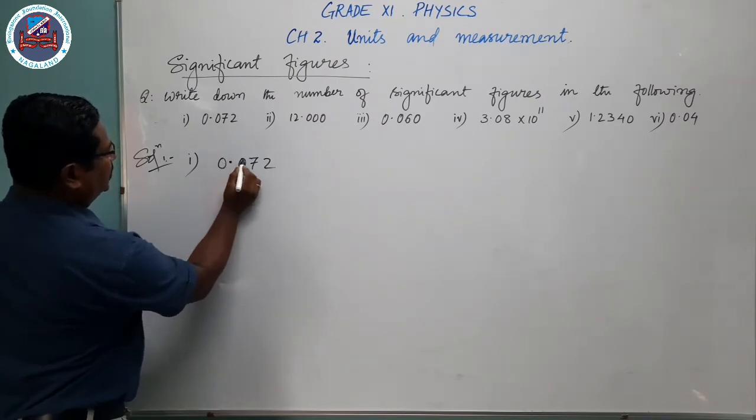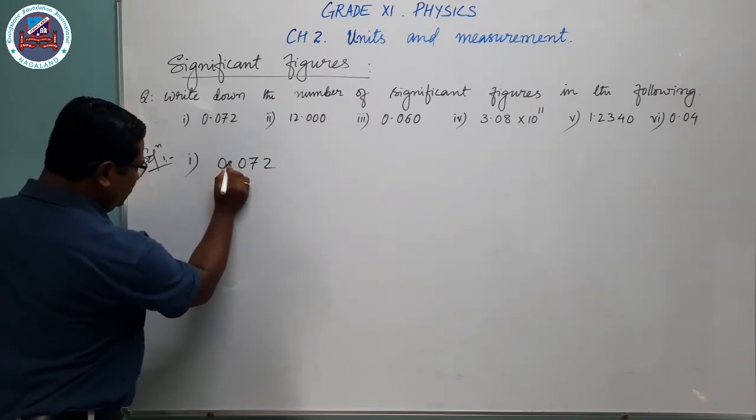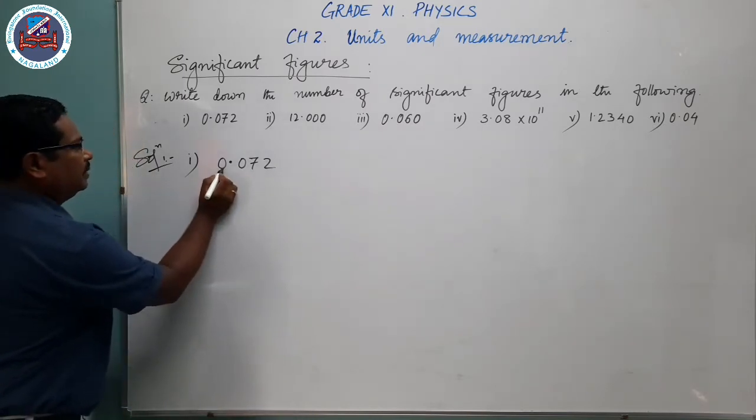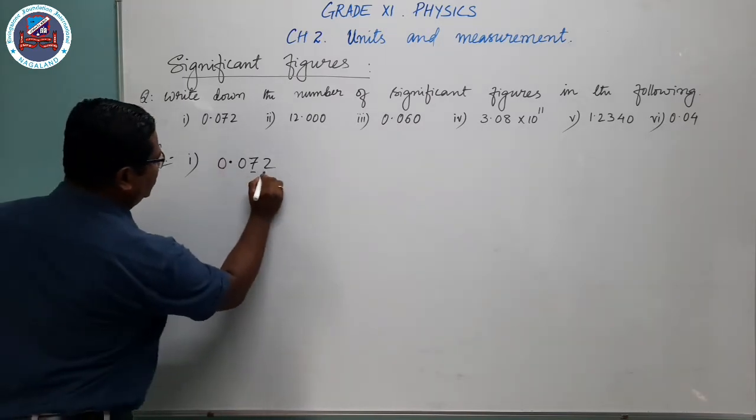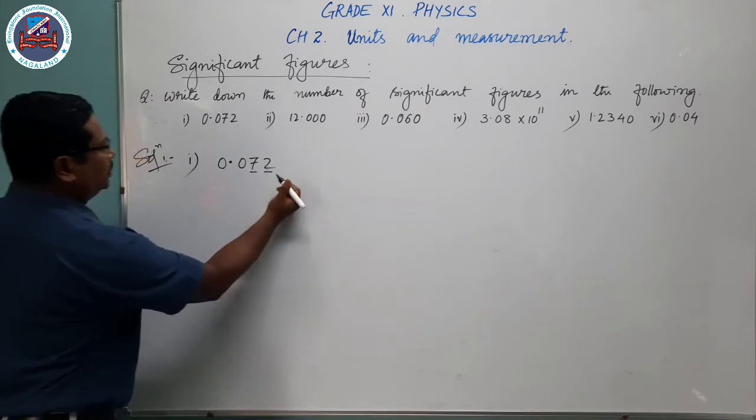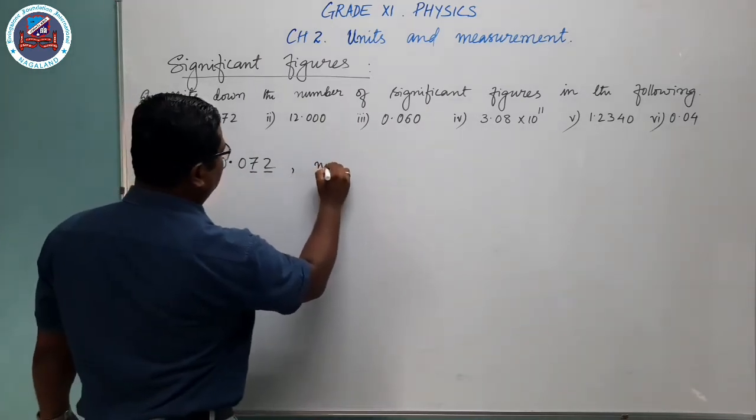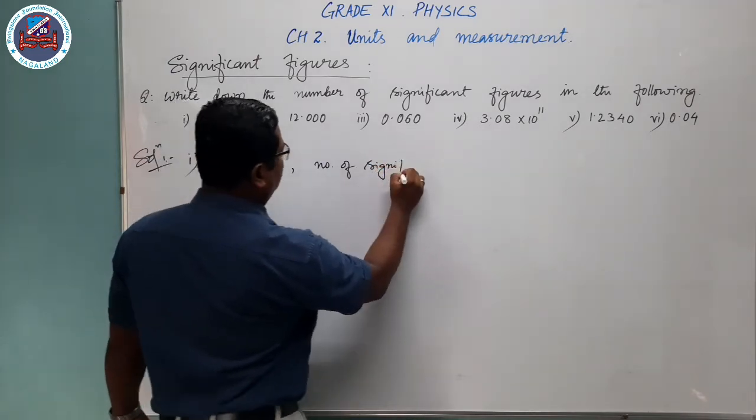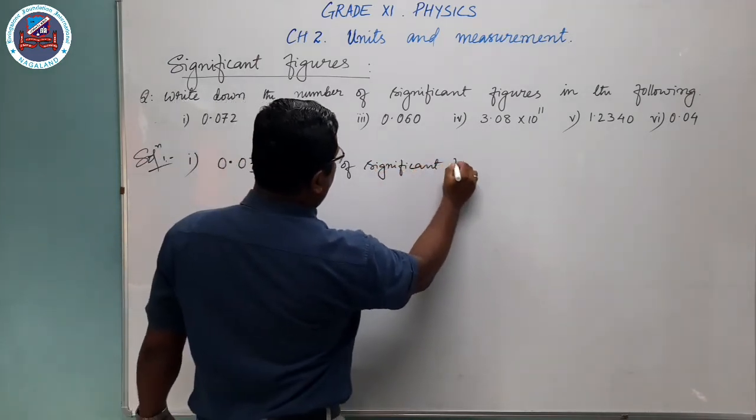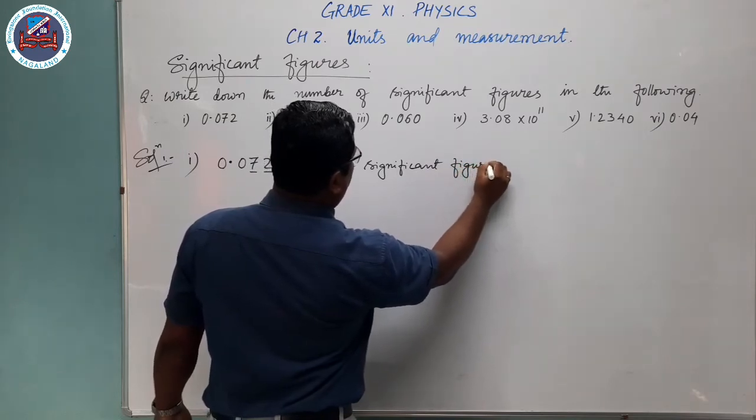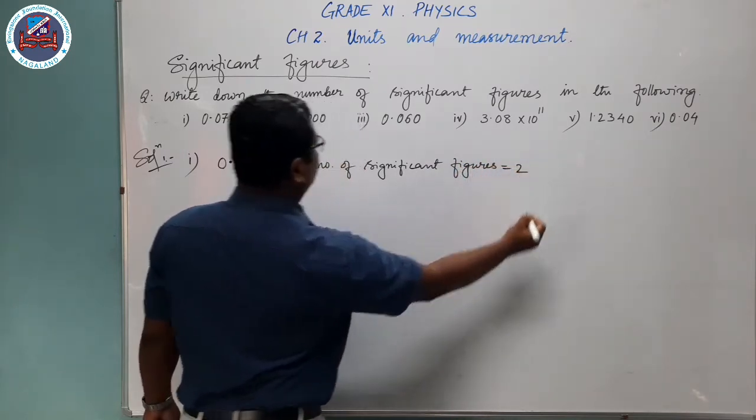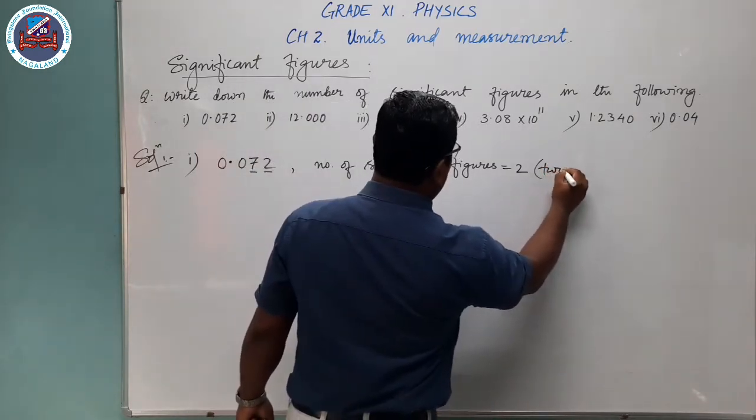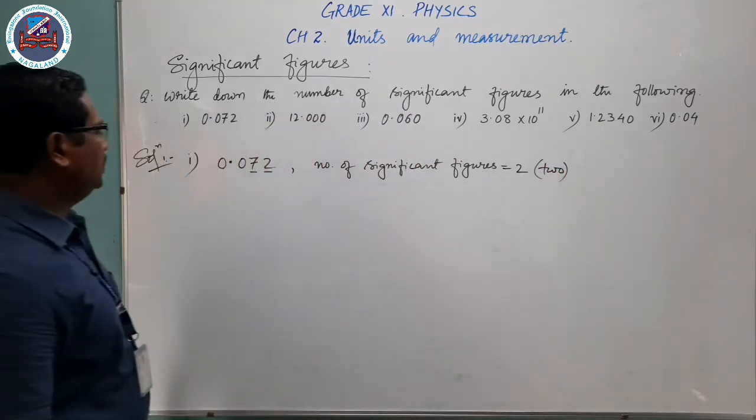Starting with 0.072. Right after this decimal, this 0 is not significant because the number is less than 1. So your significant figures are 7 and 2. So the number of significant figures here will be two. This way also you can write it down.